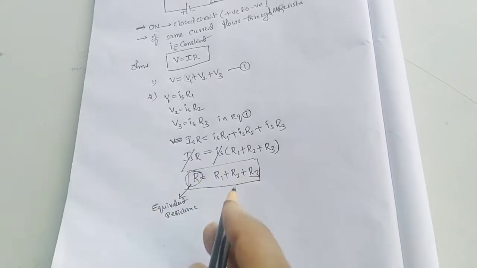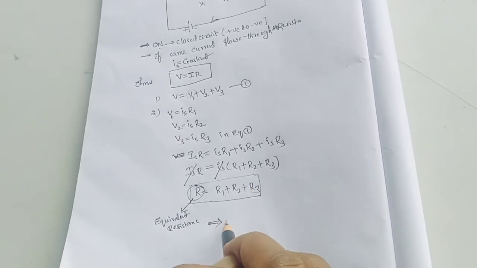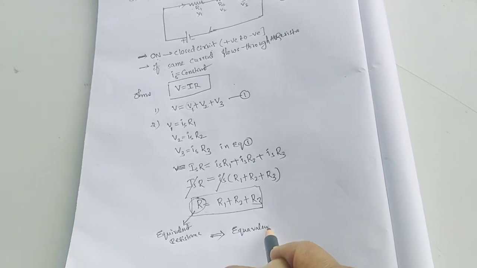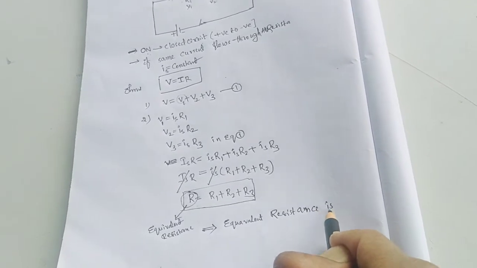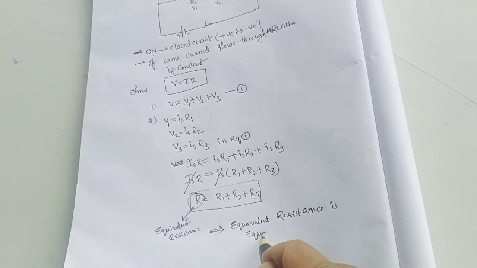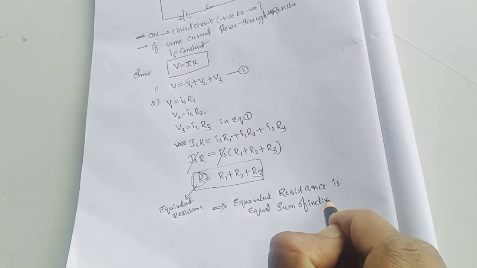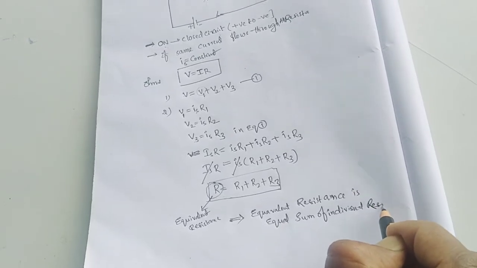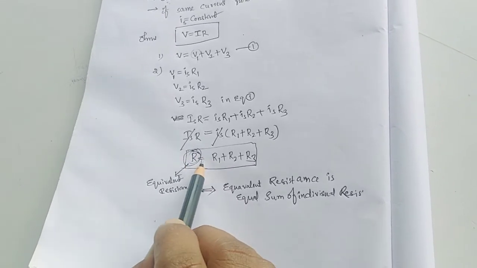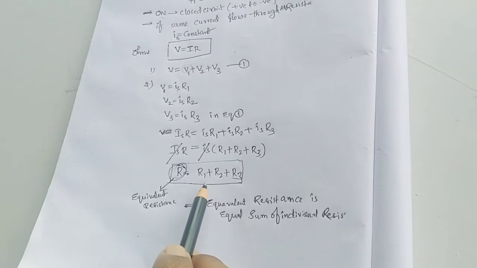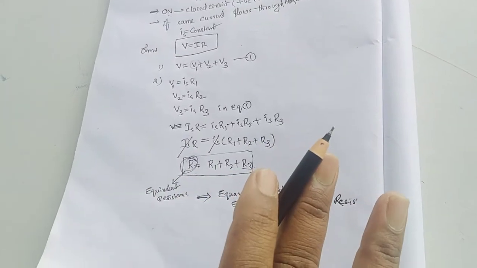From the equation we write a very important point: in series connection, the equivalent resistance is equal to the sum of the individual resistors. So R is nothing but the equivalent resistance, equal to the sum of individual resistors. So it is known as the series connection of resistance.